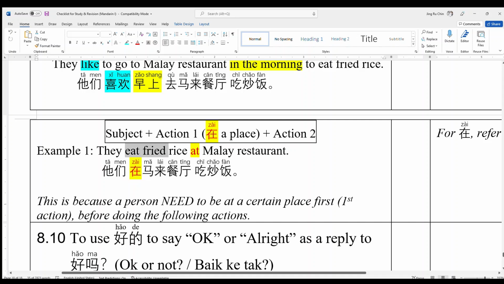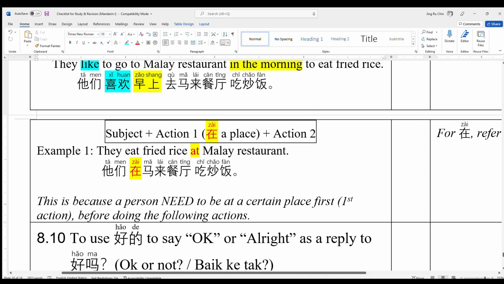You see, this is totally different from the English sentence structure. In English, they say eat fried rice first, then they say at Malay restaurant. Like in Malay, mereka makan di Malay restaurant. Correct, in Malay that is correct. But in Mandarin, we cannot follow completely. We have our own sentence structure where we need to follow the logic, the order of the action.